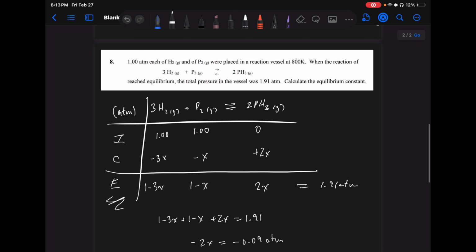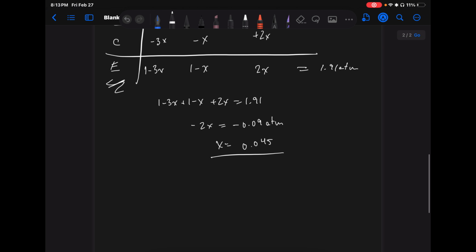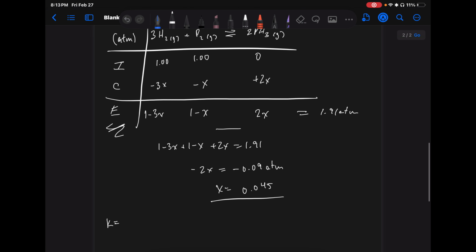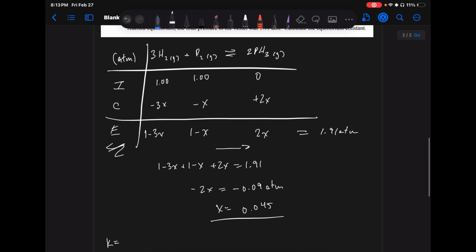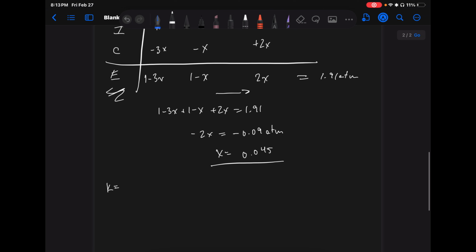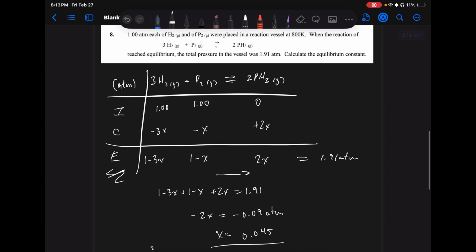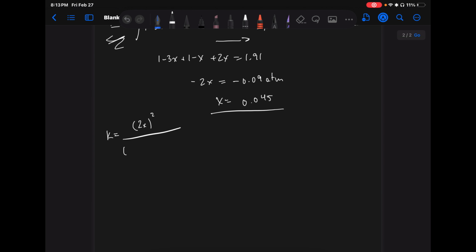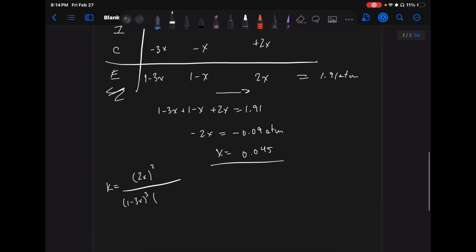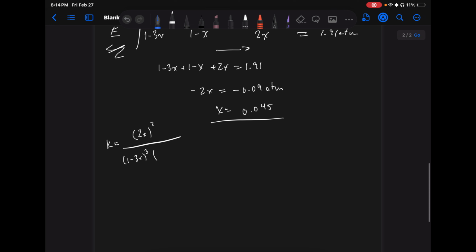Now it's asking to calculate the equilibrium constant. So that's what we need to do now. K is equal to the products. So this reaction is happening forward. So the product is just 2x squared. Remember the coefficient. And then divided by 1 minus 3x to the power of 3, and 1 minus x. And we just substitute that in.